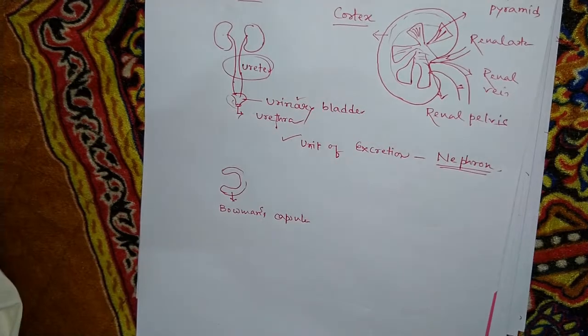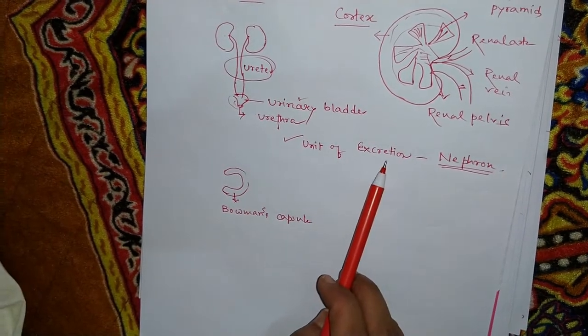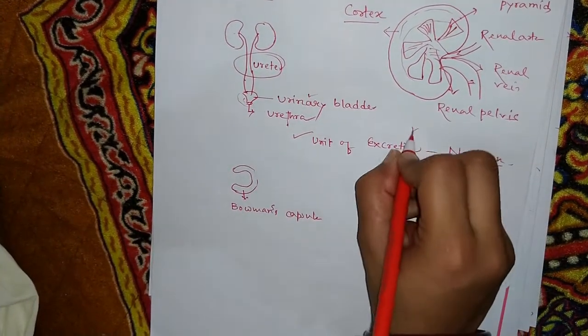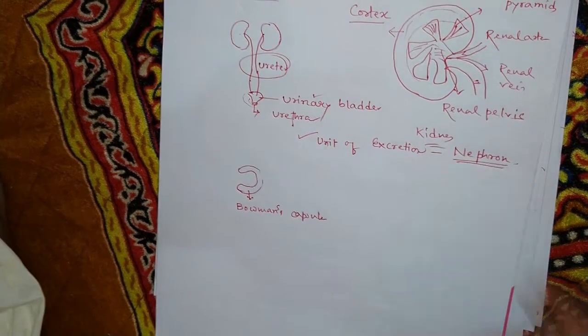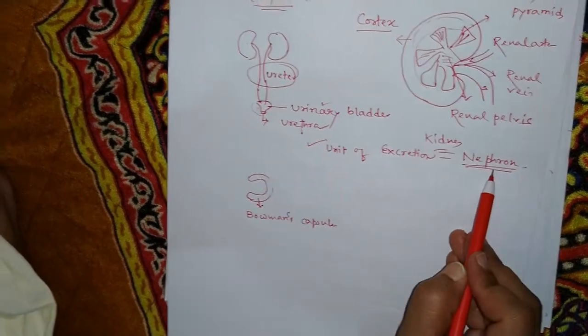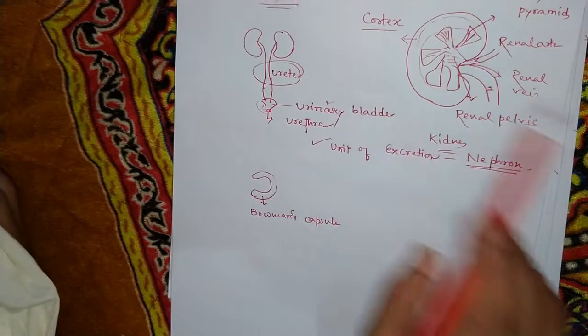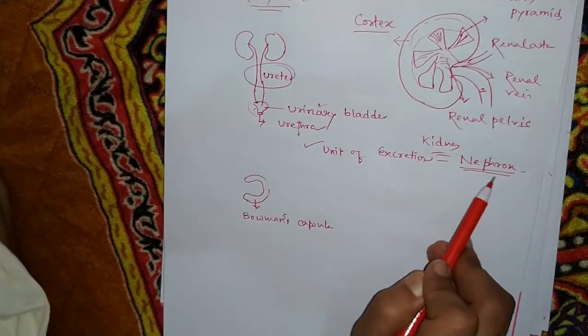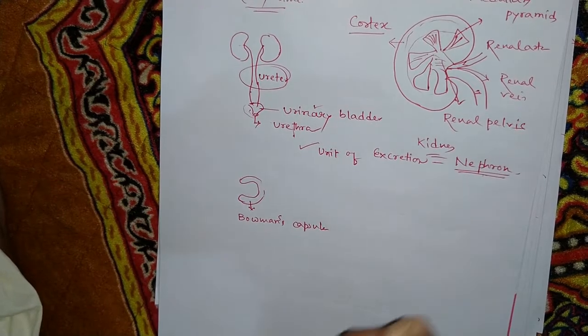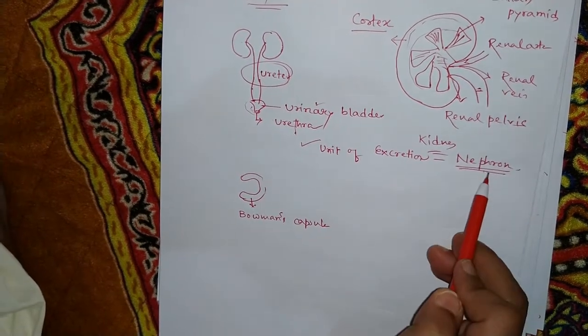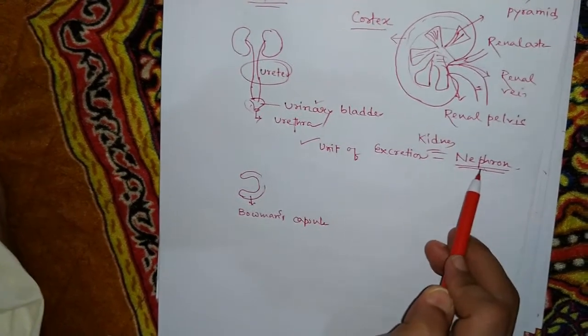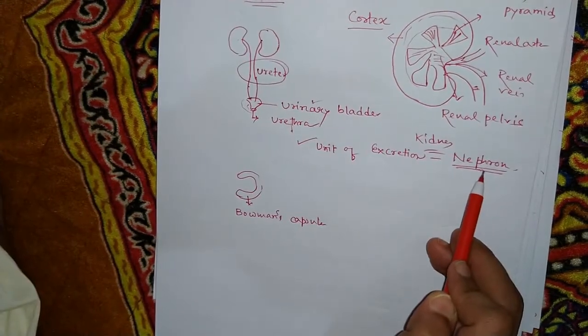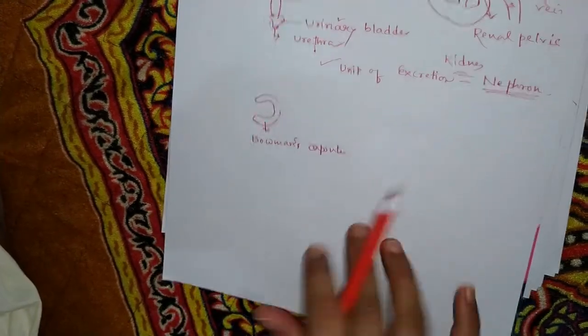So what are we reading now? Unit of excretion in human kidney, that is nothing but the nephron. In your kidney, there are millions of these nephrons present. We are discussing the structure of one single nephron. Each nephron is made up of some parts. Let's have a look how it looks.